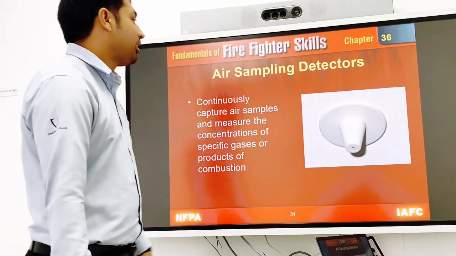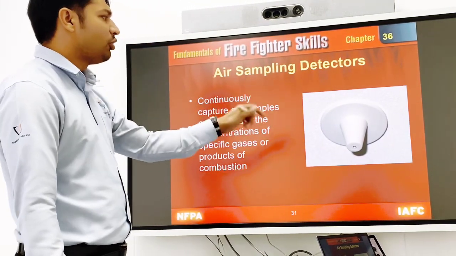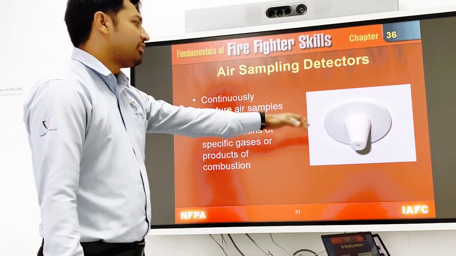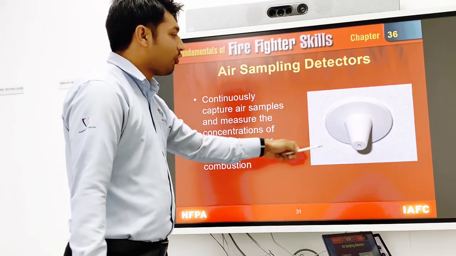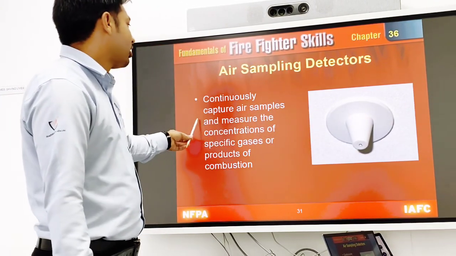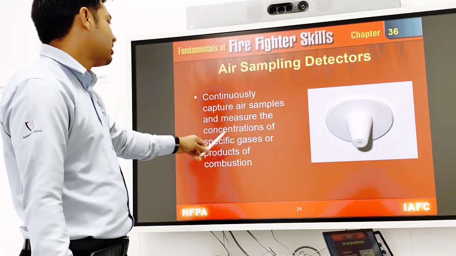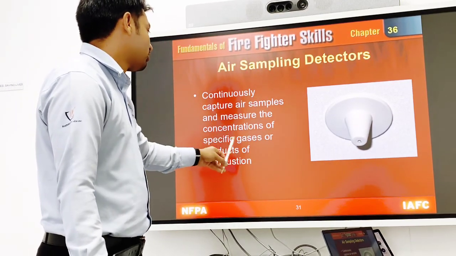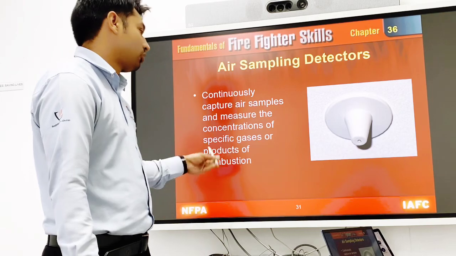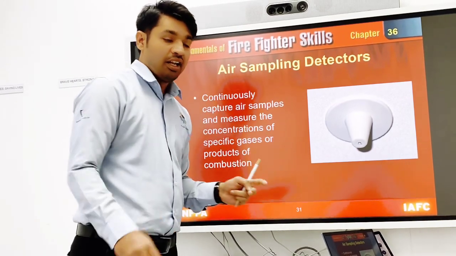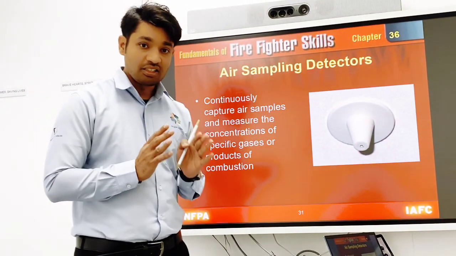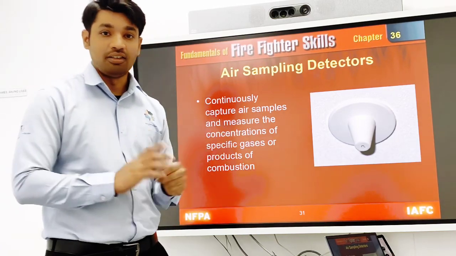Air sampling detectors are very rarely used in fire detection systems. We don't often see this one. They continuously capture air samples and measure the concentrations of specific gases or products of combustion. They also measure the consistency of gases in the air.